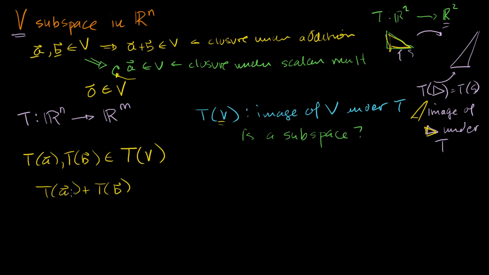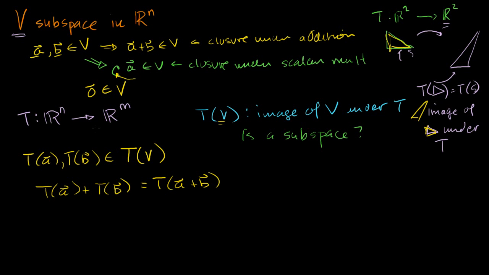And the way I've written this, these are two arbitrary members of our image of V under T. Or maybe I should call it T of capital V. These are two arbitrary members. So what is this equal to? Well, we know from our definition of linear transformations, the sum of the transformations of two vectors is equal to the transformation of the sum of the vectors.